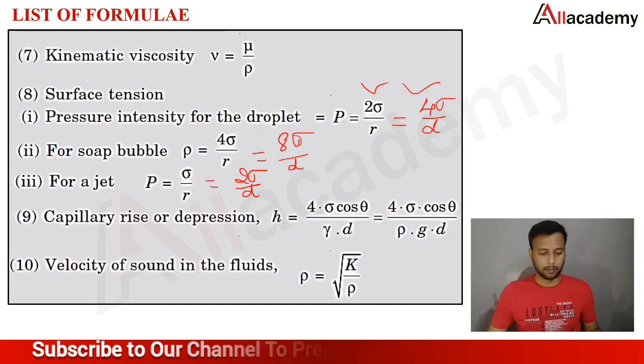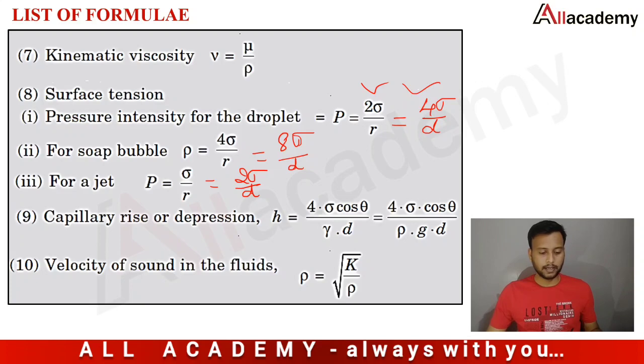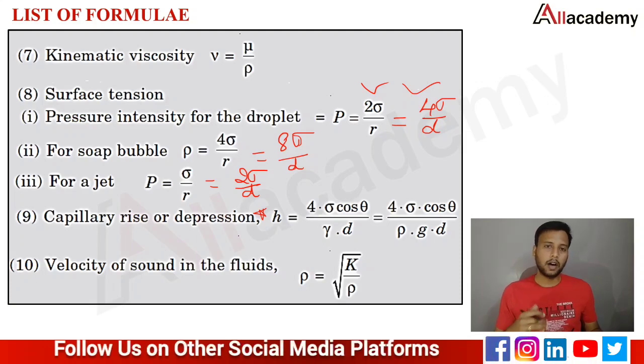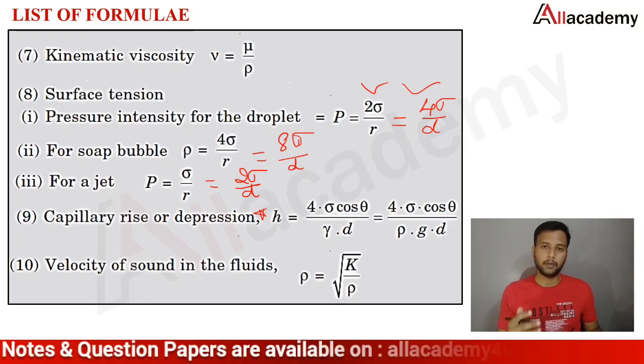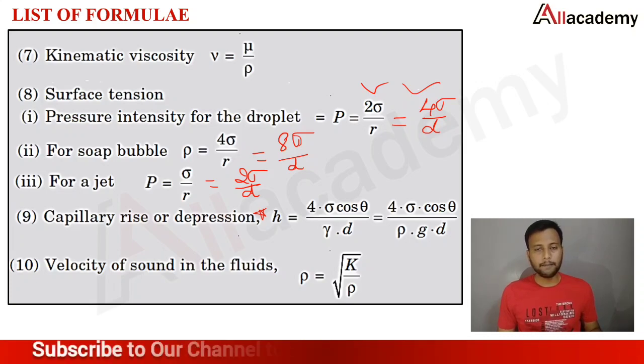Now the next one is the capillarity rise and depression formula. This is the only one formula, you have to use it for both conditions. If the h value comes above 0, or it is a positive quantity, then you have to say it is a capillary rise. If the h value comes negative, then it is a capillary depression or capillary fall.